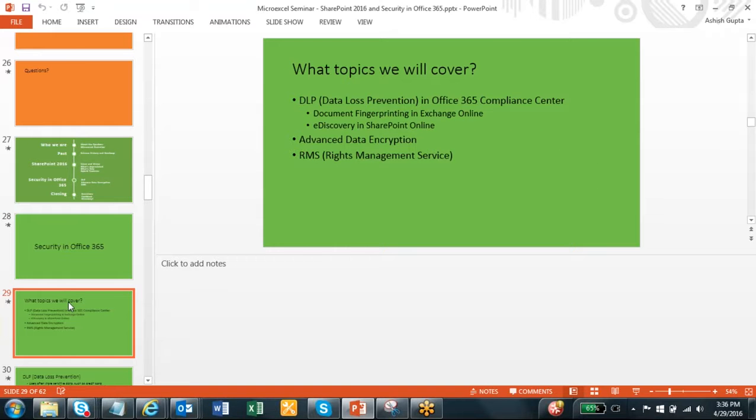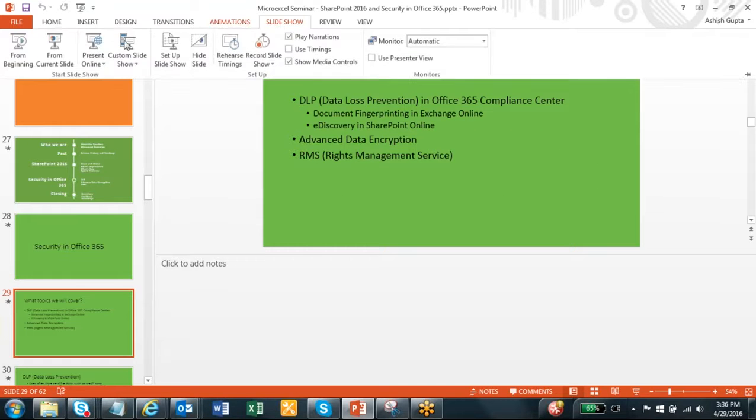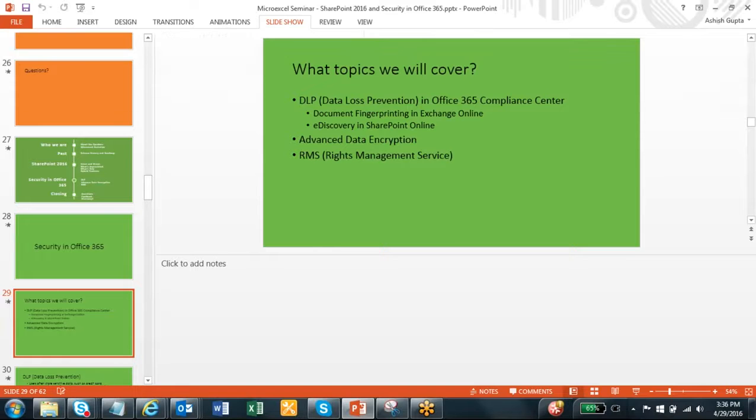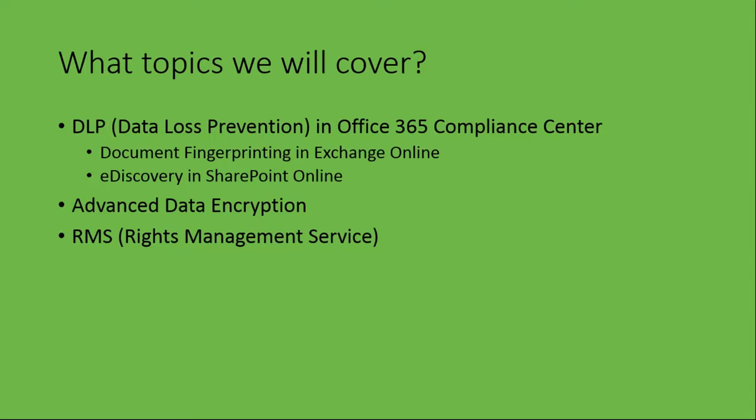So let's have a quick look at what all topics we will cover. First thing we will see DLP, which is Data Loss Prevention, and the Office 365 Compliance Center. Under this topic, we will see document fingerprinting in Exchange Online, which means how we can protect our standard documents which are used in our industry, in our company, from sharing by email.